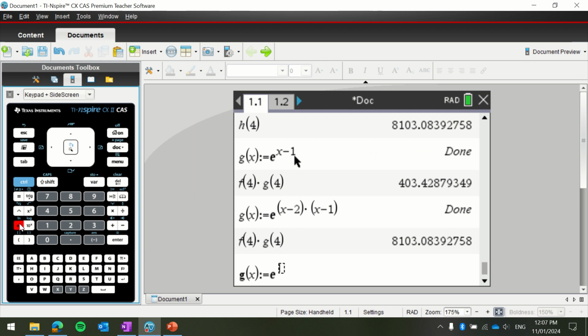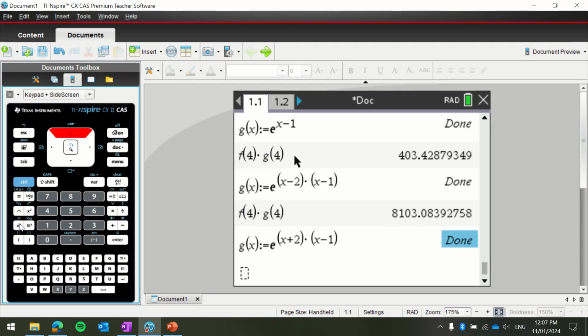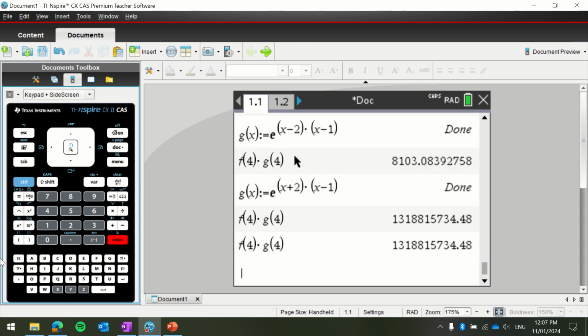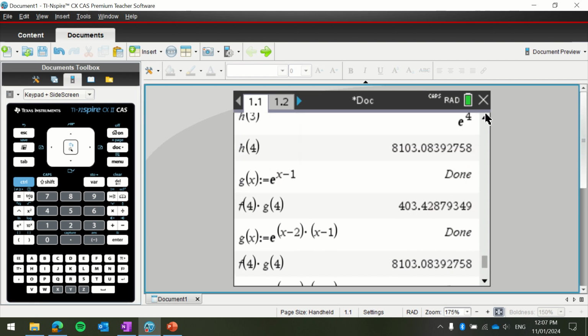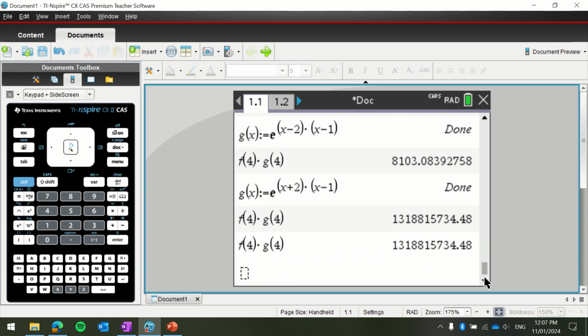Yeah, let's try C. x plus 2, I think, times x minus 1. And then try that again. That does not, oh, something's wrong. Yeah, that does not agree with the right-hand side before. This one here, 8,103. So C is not the answer.